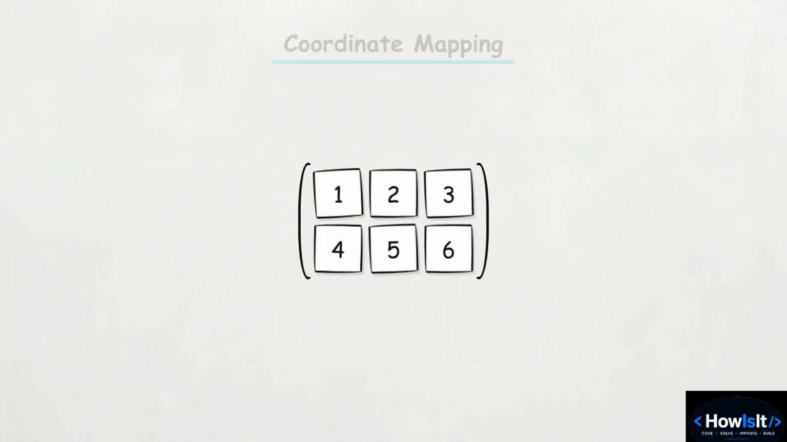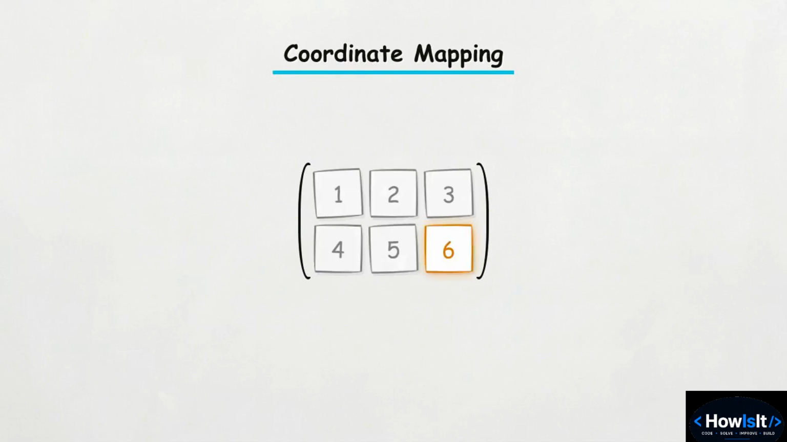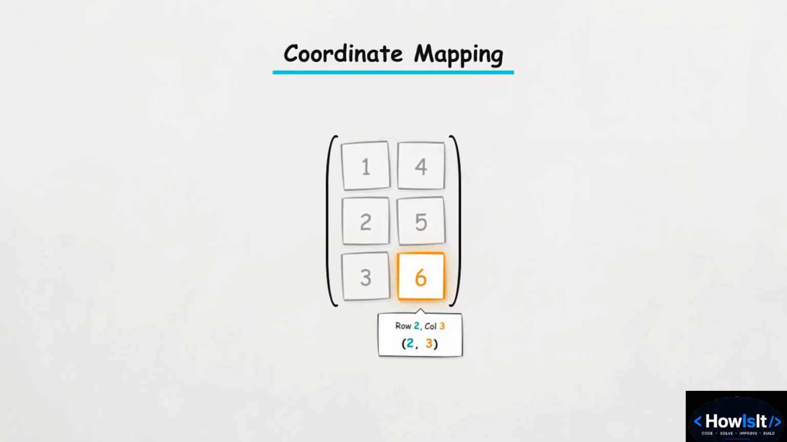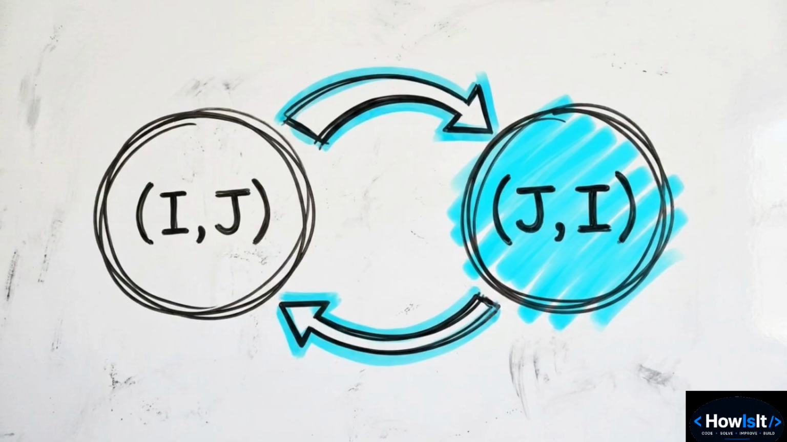To see the internal logic at work, we can track the exact mathematical journey of a single element, like the number 6. In our original grid, the 6 sat on the second row and the third column, giving it a coordinate of 2, 3. In our transposed layout, that same number 6 now lives on the third row and the second column, making its new coordinate 3, 2. This reveals a universal algebraic rule for coordinate mapping. Every element starting at position ij will map perfectly to position ji.